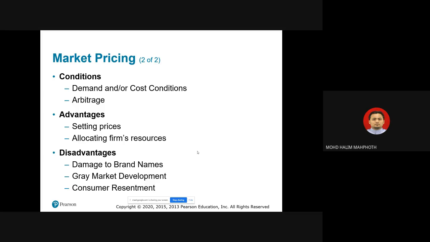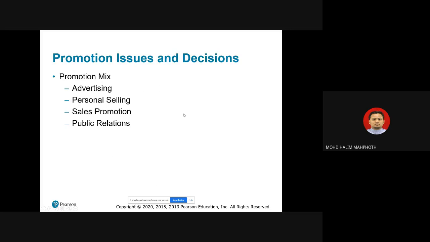And also consumer resentment, when it comes to the consumer itself. Sometimes people are very particular about price. They say that if they are at a higher income level, they should afford to buy expensive goods. So it actually makes people very sensitive about this kind of pricing activities.